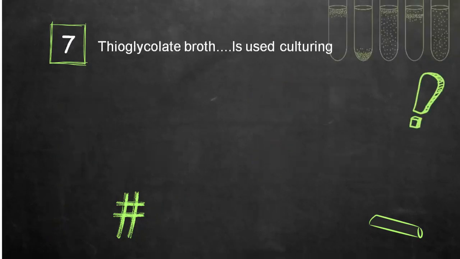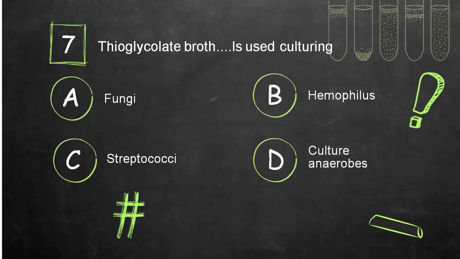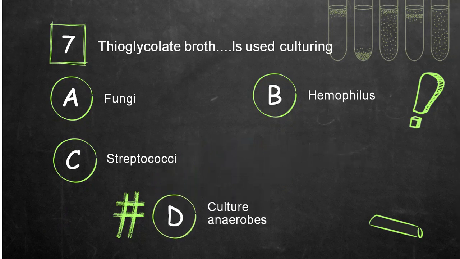Next question, thioglycolate broth is used for culturing. Option A, fungi. Option B, Haemophilus. Option C, streptococci. Option D, for culture of anaerobes. Here the right answer is for culture of anaerobes.